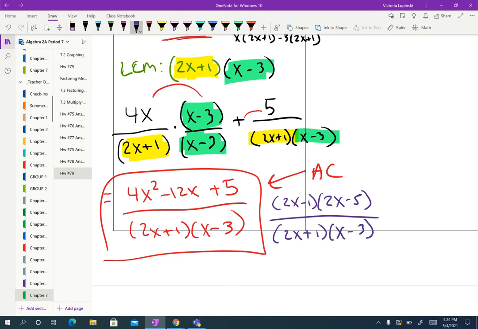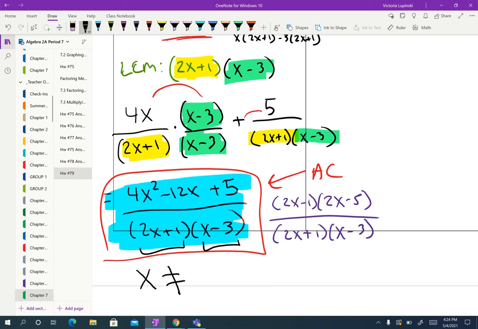But for now, if you're able to get down to the final blue, then that shows you know what's going on. And in your final step, your restrictions. Your restrictions come from each of the bottoms. So you can't have a positive 3, nor can you have a negative 1/2.